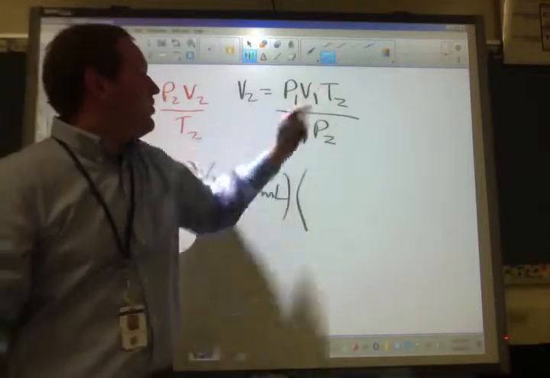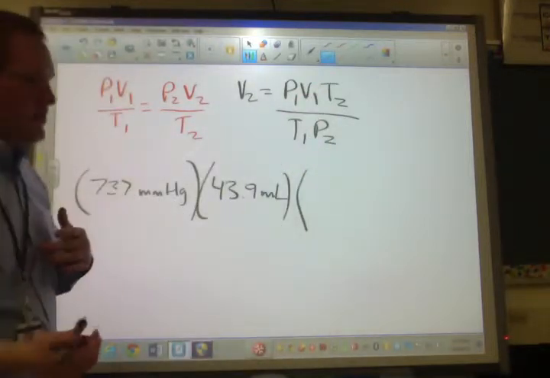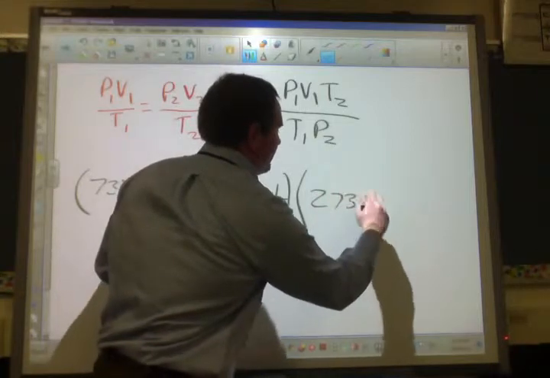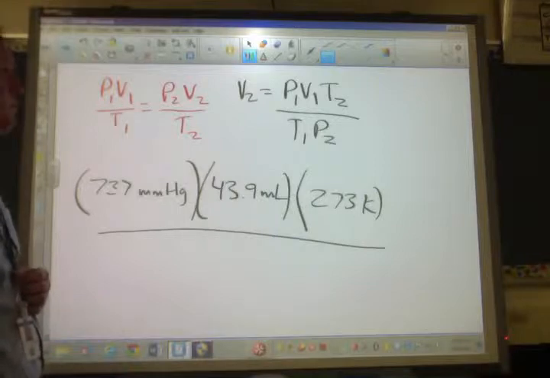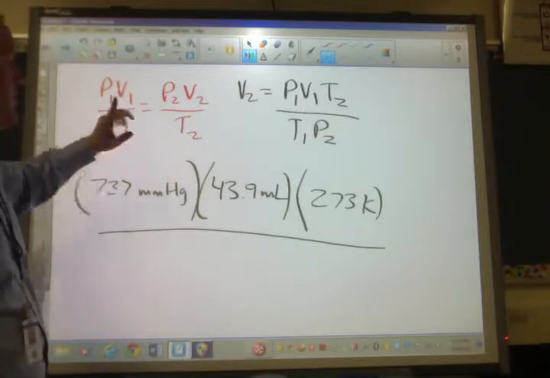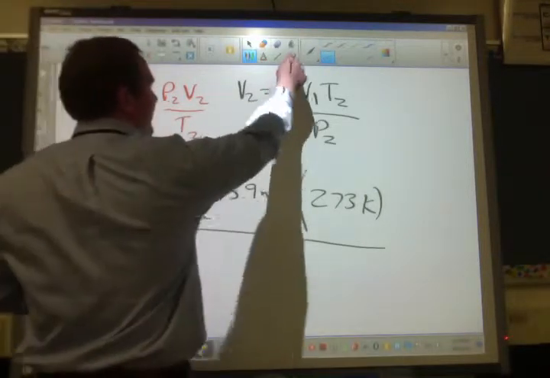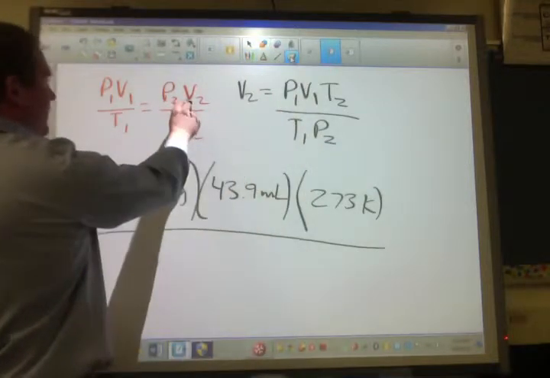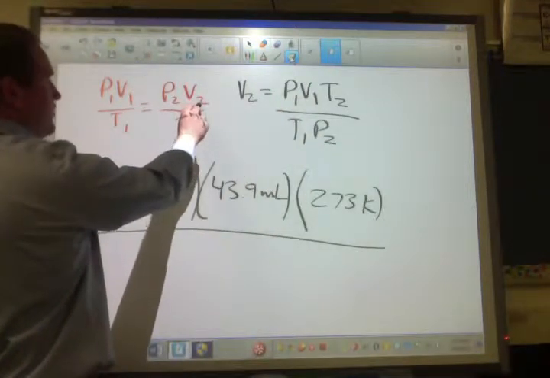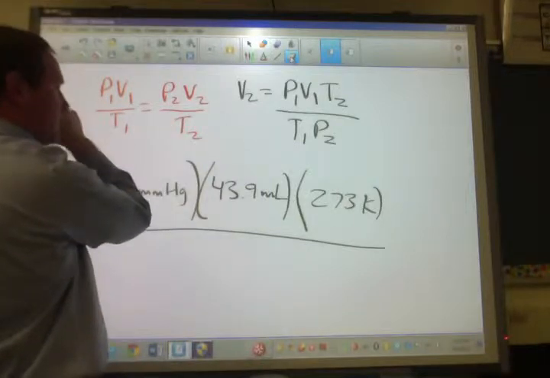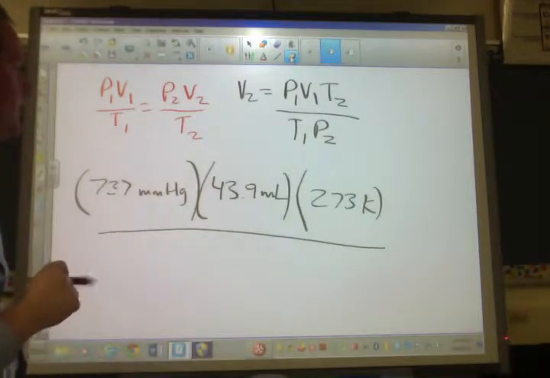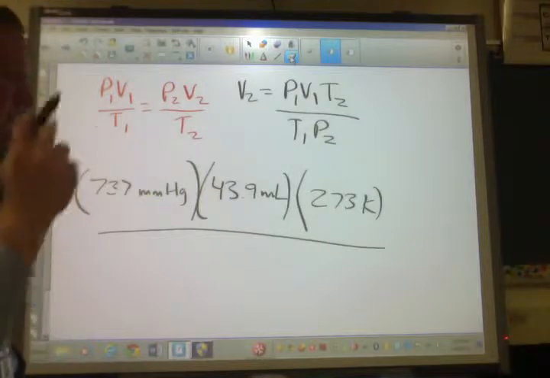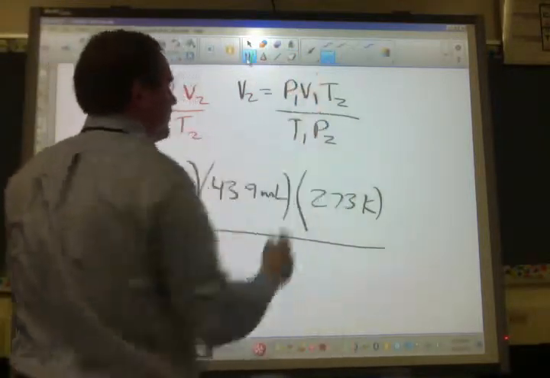So temperature 2 is what the temperature would be at STP, 273 Kelvin, divided by, let me just double check. See? This is why I double check. Okay, V2, I'm solving for, no, I am right. It's going to be T2 up there. I don't know why I'm thinking it's going to be different. Anyway, let's plug in our values here. Yes, sorry for the confusion.